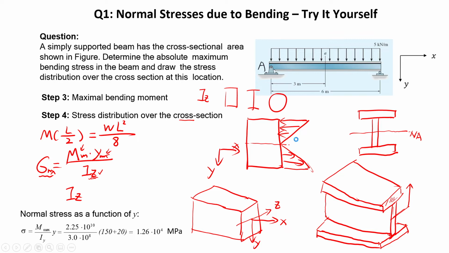Now we substitute all the values in. In our calculation, we found the maximum moment is equal to this value, and Iz in this case is given by this value, and times 170. You need to be careful. I will use millimeters and megapascals, so I convert everything to Newtons and millimeters. The final answer will be in megapascals. Okay, that's done.